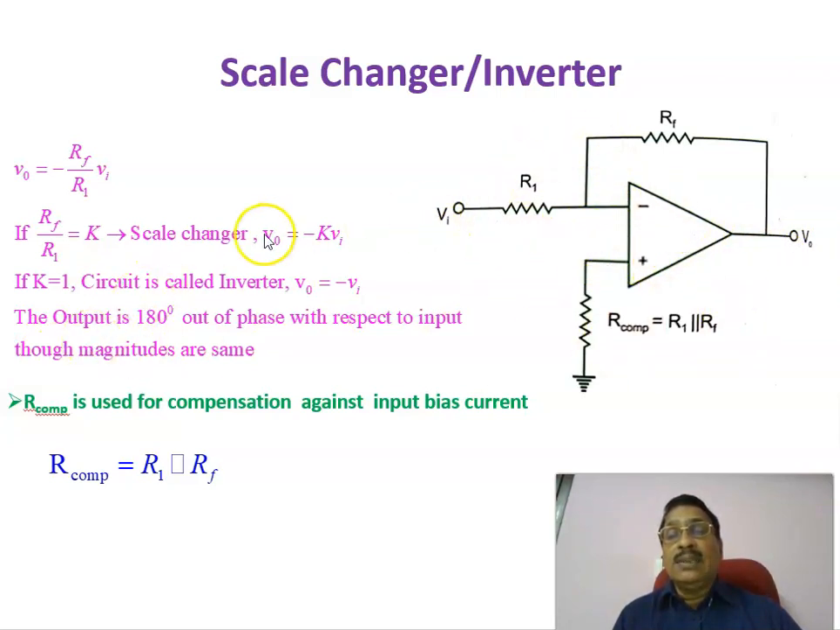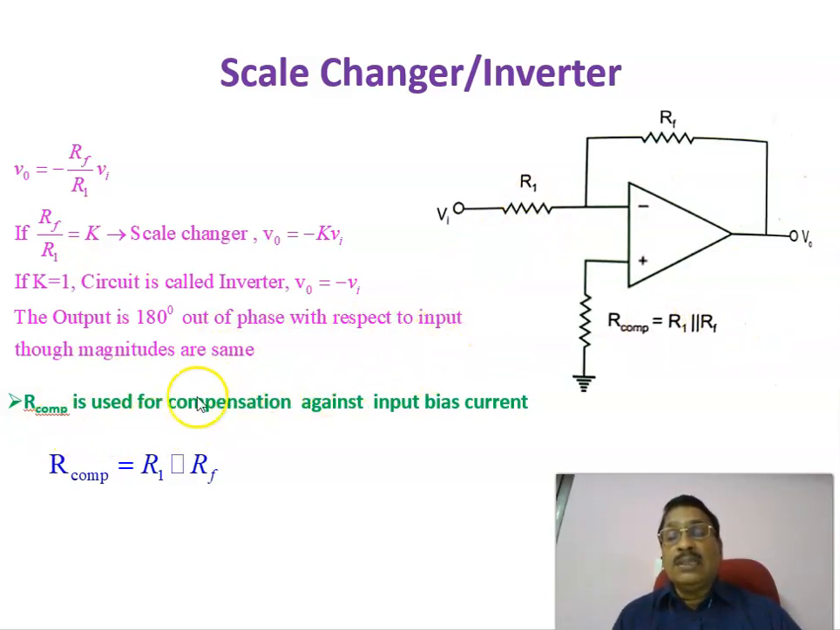The scale changer means you can change this scale K value, RF by R1. You can change the magnitude of the output voltage with a negative sign, or with a 180 degree phase shift. And if you make RF by R1 equal to unity, it is working as an inverter. In that inverter, the output magnitude is the same as the input magnitude, but there is a phase shift.